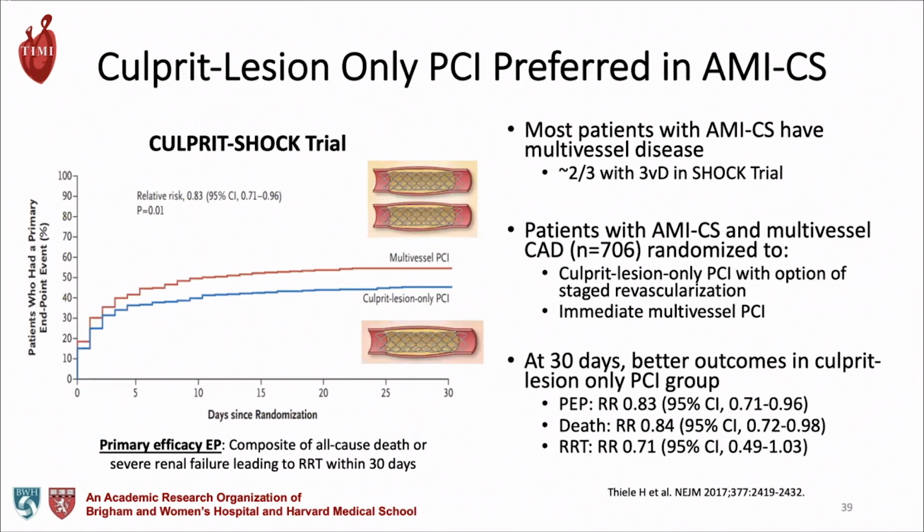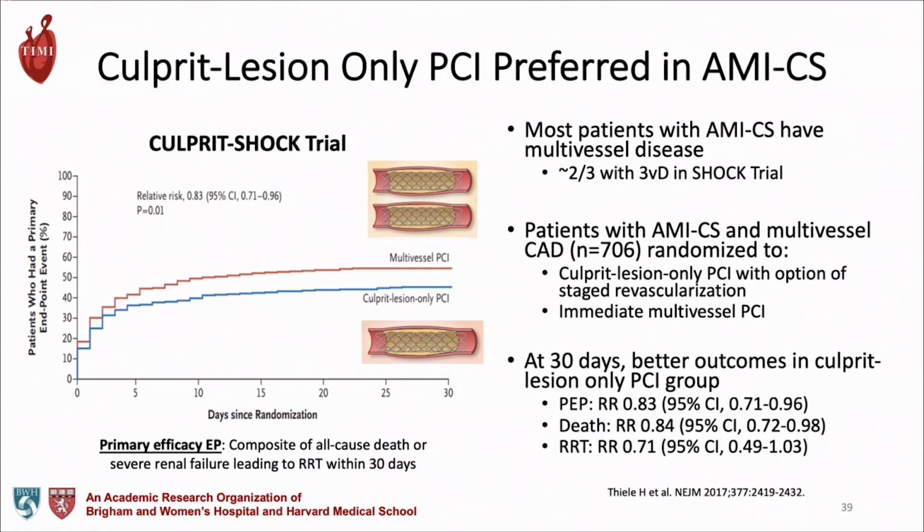A follow-up trial from the last decade was the CULPRIT-SHOCK trial. This question was looking at, should we upfront try to proceed with multi-vessel PCI in patients who present with acute myocardial infarction complicated by cardiogenic shock and then have multi-vessel disease, which was about two-thirds of the patients who were enrolled in the initial SHOCK trial. There were 700 patients enrolled, randomized to culprit lesion only PCI with the option of subsequent staged revascularization, or immediate multi-vessel PCI.